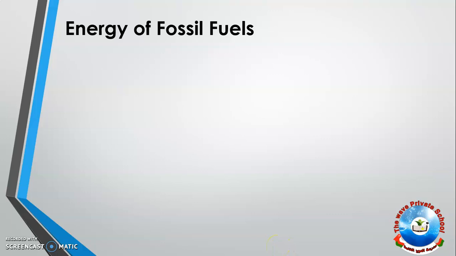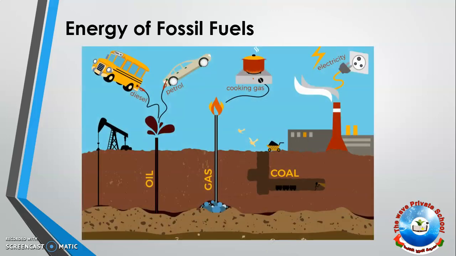So the last one is the energy of fossil fuels. Look at this picture. Dead and decaying matter produces fossil fuels, okay? And these fossil fuels finally create diesel, petrol, cooking gas and electricity. So this is another form of energy conversion, okay?